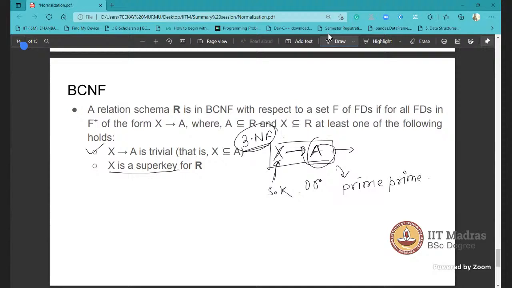But in BCNF it is way stricter, that the X must be a super key, right? For that, we only remove the second condition, that A is a prime attribute. Up to this is clear, right? What is BCNF?